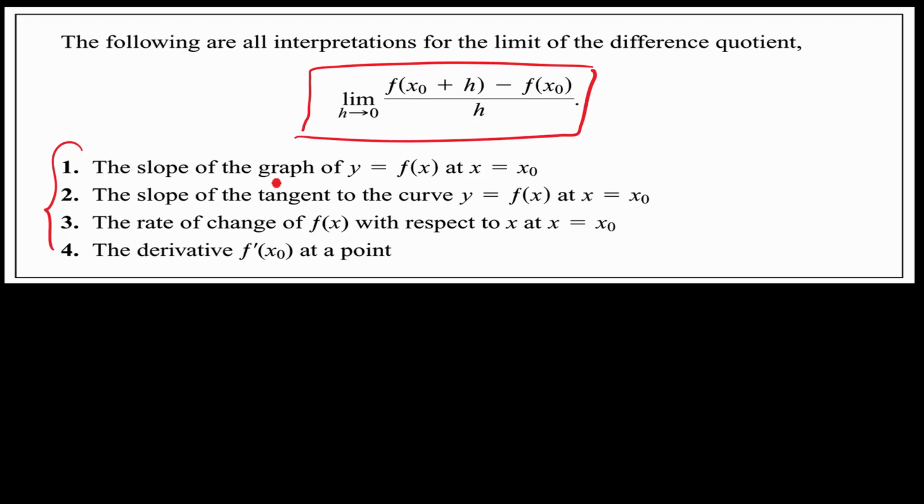Okay, so it's the slope of the graph of y equal to f of x at that particular point x sub 0. It's the slope of the tangent to the curve, so they both mean the same thing. And it's the rate of change, not through an interval, but at x equal to x sub 0. And lastly, it's the derivative at a point. So that's the difference. This is what we call the instantaneous rate of change. And the other one, when it's over an interval, is what you call the average rate of change. So that's what the next slide is going to be about.